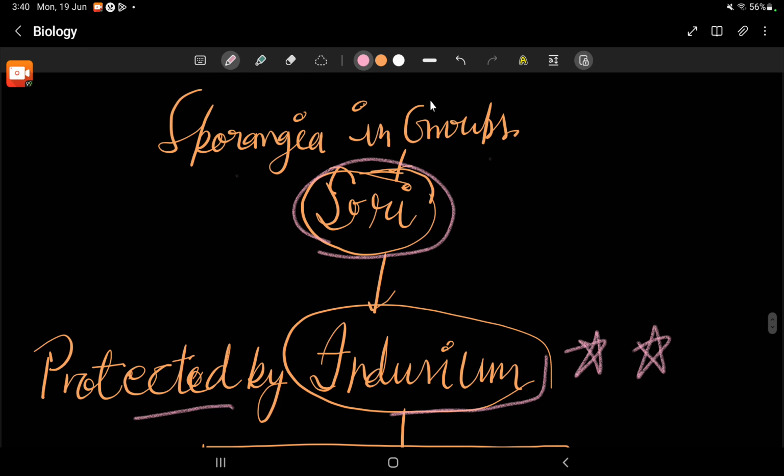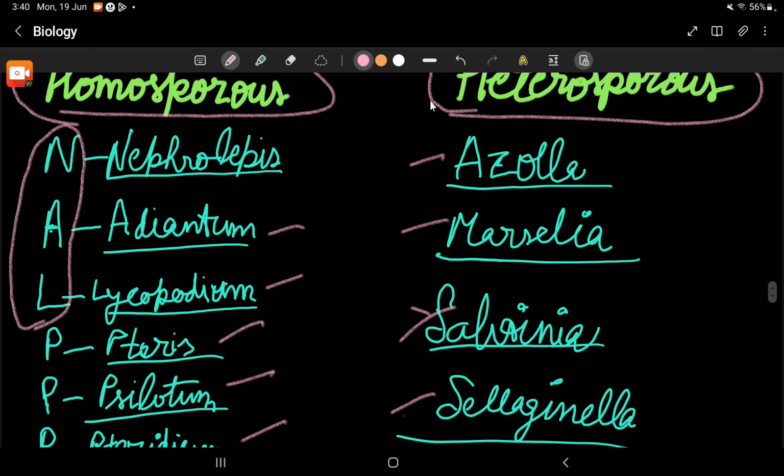This is all about the plant body or sporophyte of pteridophytes in general.